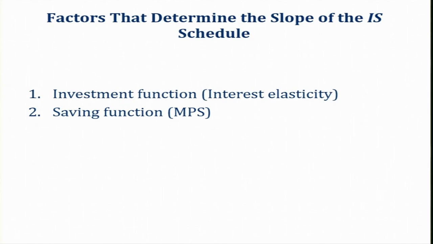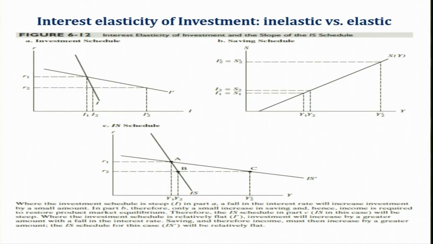Coming to the factors that determine the slope of the IS schedule, there are two factors that we just showed. One is the saving function, that is the marginal propensity to save, and the other is the interest elasticity of investment. Let us call them the saving function and the investment function. Coming to the first, the interest elasticity of investment, let us assume two scenarios. One, the interest elasticity of investment is very inelastic.